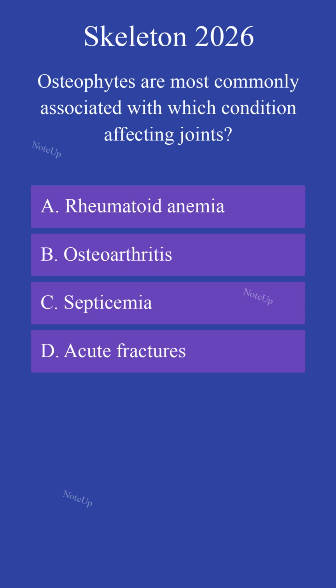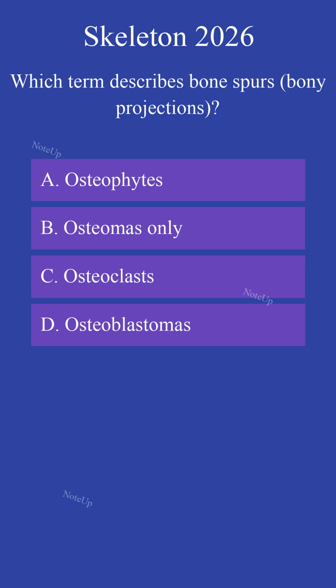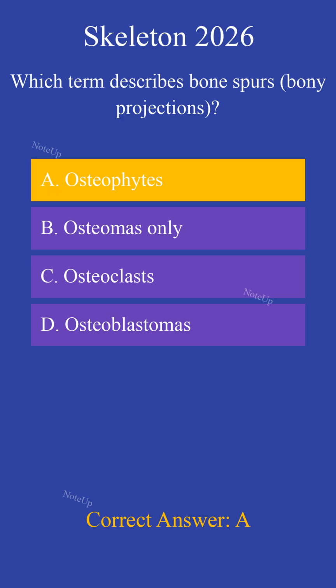Osteophytes are most commonly associated with which condition affecting joints? The correct answer is B, osteoarthritis. Which term describes bone spurs, bony projections? The correct answer is A, osteophytes.